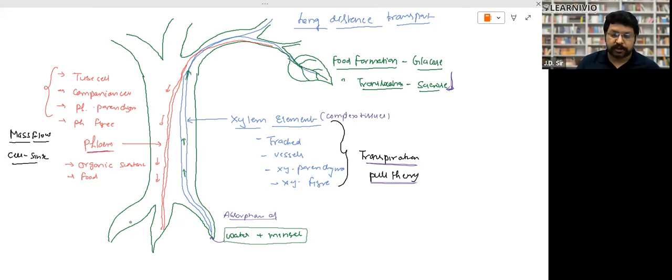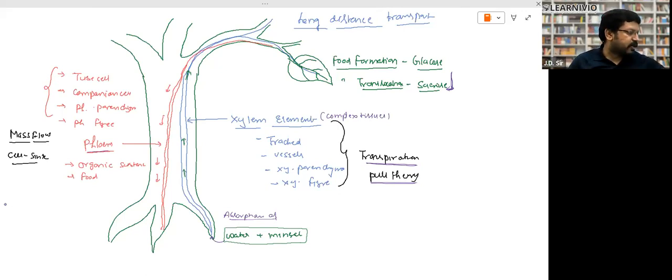Now I have a question. In which form is food transported from one point of the plant to another, means from leaf to the root? What is that form? Tell me. Who will tell me? Rabia and Savis, this question is for both of you. Tell me. Sucrose.